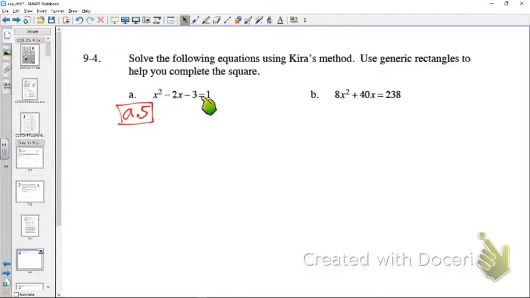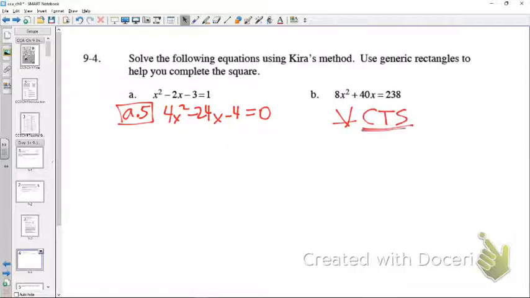In between a, in between b. And here's the brand new problem. 4x squared minus 24x minus 4 equals 0. So let's start there. Okay. What we're going to do is, rule 1 of completing the square, let's start here. When you complete the square, and I'm going to call it CTS for short, complete the square, here's the biggest rule. A must equal 1.